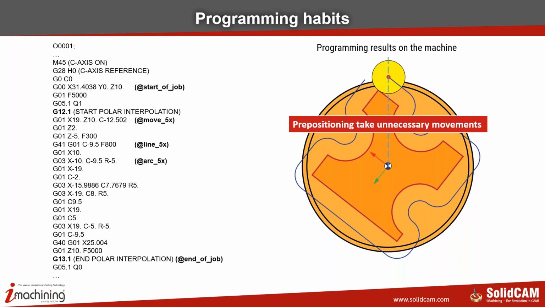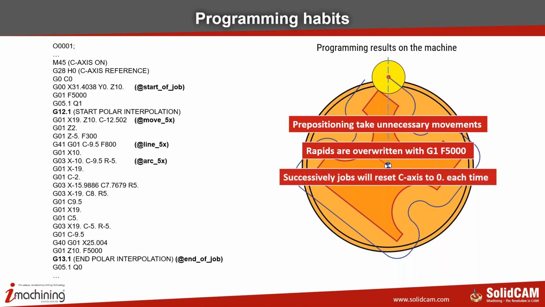Now FANUC fans, they know about this limitation and they actually hate it. Rapids are overwritten with the G1 F5000 in order to avoid turning off the polar interpolation. Okay, I hate that as well.